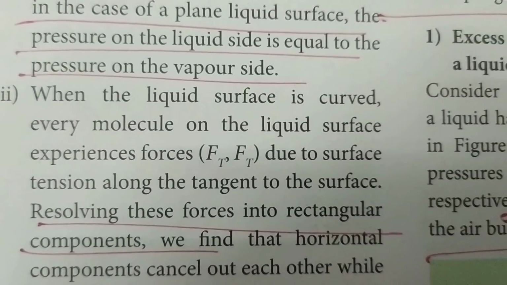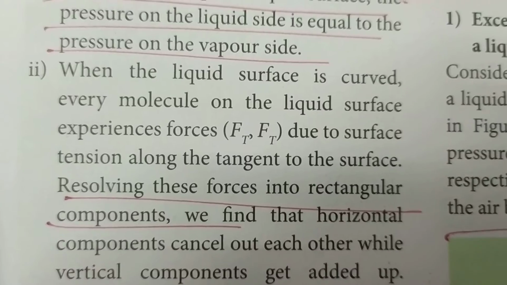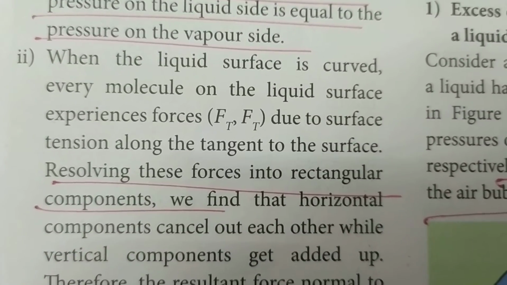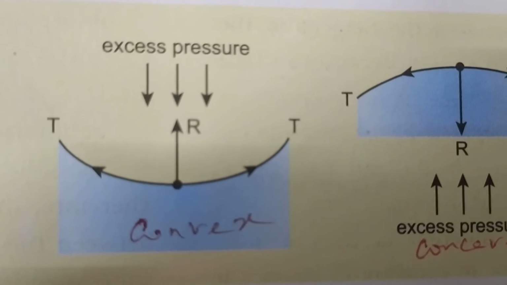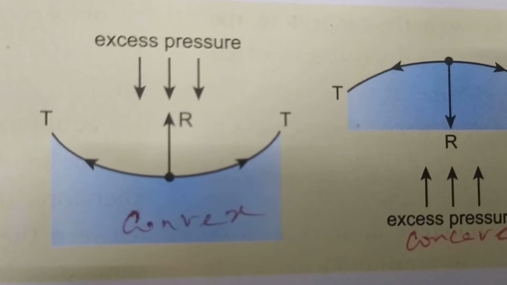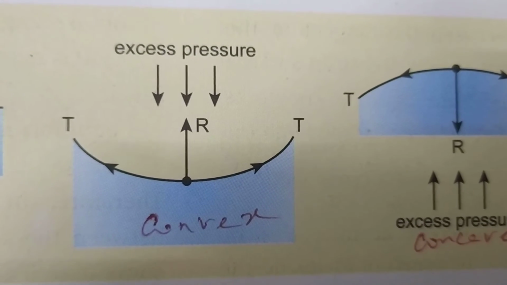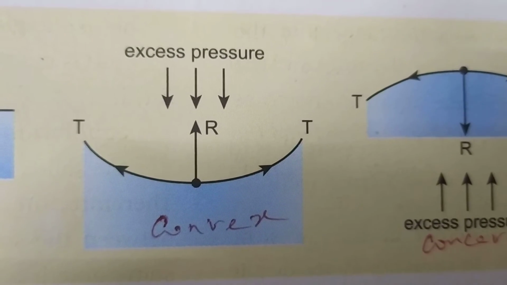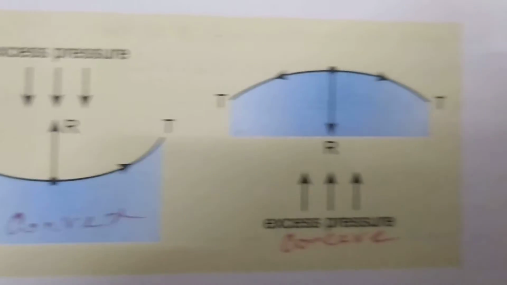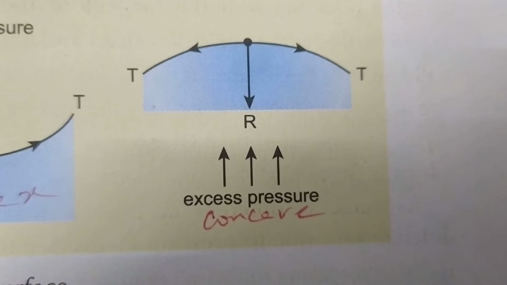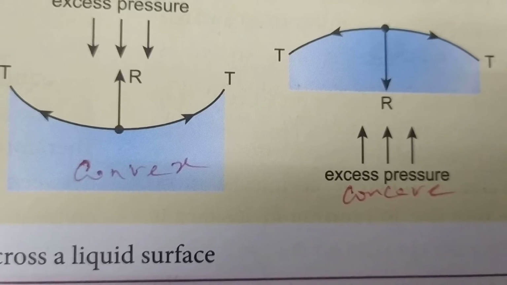And suppose when the liquid surface is curved, then every molecule will experience a force, and we resolve these forces into rectangular components. Usually the horizontal components get cancelled and only the vertical components are added up. Here it is a convex surface, where the vertical components are added so that the resultant force is acting towards the center, whereas here the excess pressure is acting away from the center of curvature.